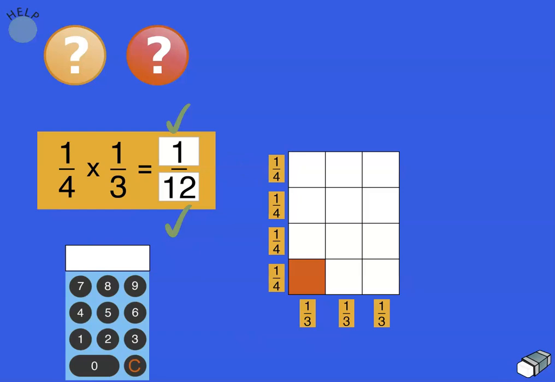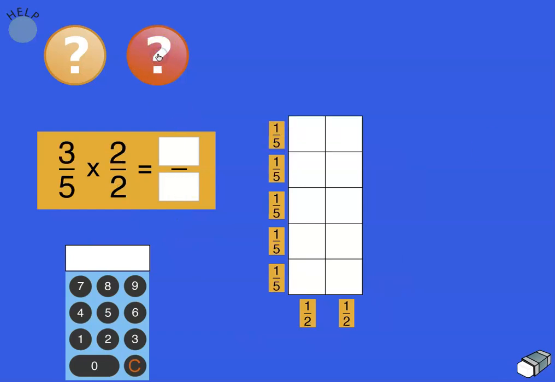Let's now go to the red button where the numerators are all greater than 1. In this question, we have 3/5 times 2/2. So first we're going to colour in 3/5. But it's not just 3/5 times 1/2 as we've got here, it's 3/5 times 2/2. So we colour in 2 columns.